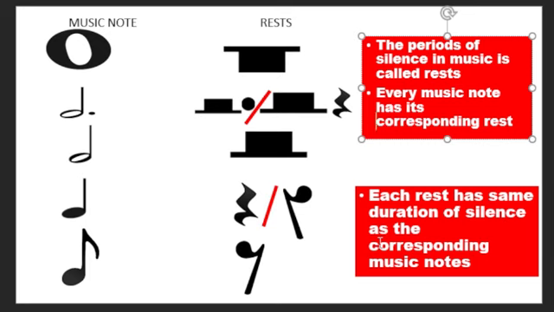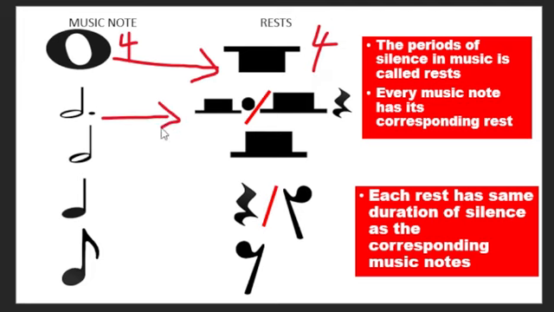So, for example, this is the semibreve. If this semibreve has 4 beats, here I will rest for 4 beats. For the period of 4 beats, that's when I will rest. When I come to the dotted minim, I'll rest 3 beats. When I go to minim, I'll rest 2 beats. When I go to crotchet, I'll rest 1 beat.